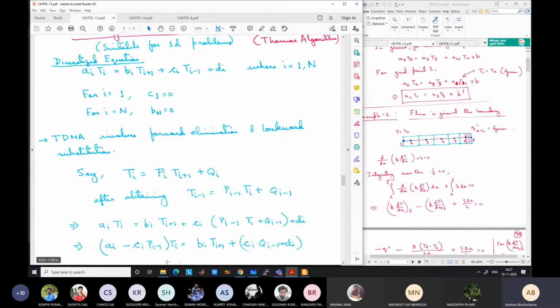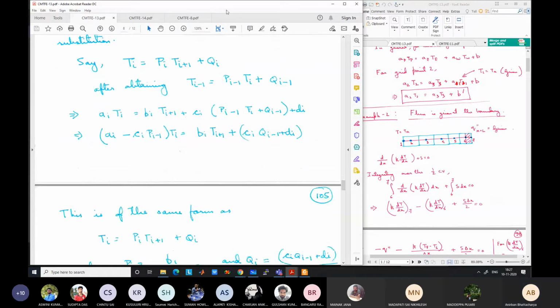If we now compare this equation that we have just written with the form Ti equals Pi Ti+1 plus Qi, we can say that the coefficient Pi is equal to Bi divided by Ai minus Ci Pi-1.